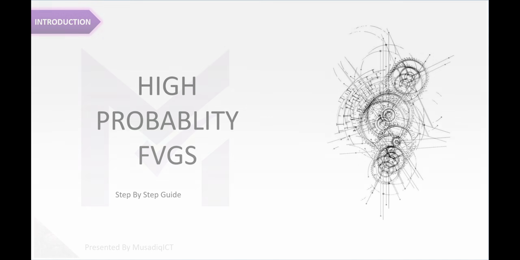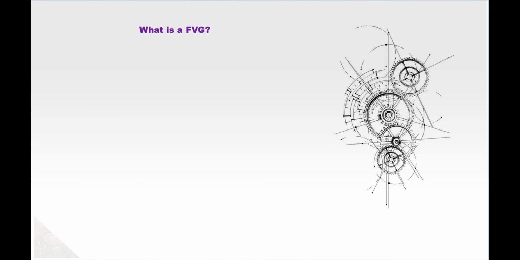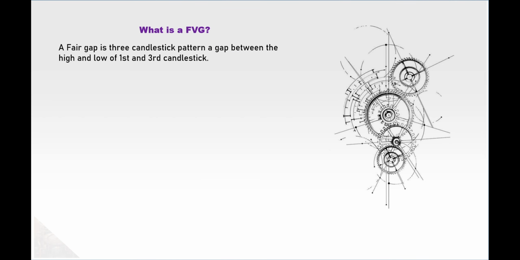Before understanding high probability fair value gaps, we must understand what a fair value gap actually is. A simple, easy explanation: a fair value gap is a 3 candlestick pattern, a gap between the high and the low of the first and third candlestick. We have the gap, and we can understand it.